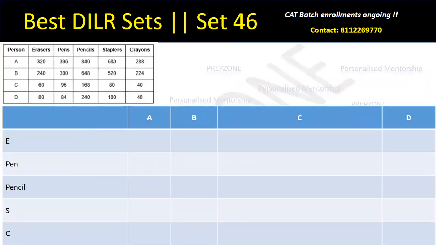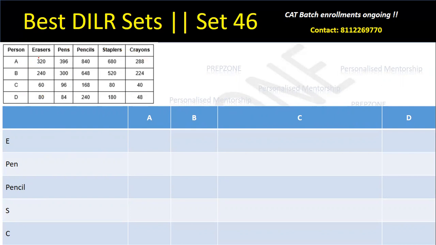So just to be on the safer side, and because my handwriting is not that great while writing here, I've drawn the table freehand. Because eraser, pen, pencil, stapler काफी ज़्यादा है, मैंने सिर्फ इसका transpose लिया and I have put it in different rows, and in different columns I have all the 4 persons. Right now, let's try to understand.